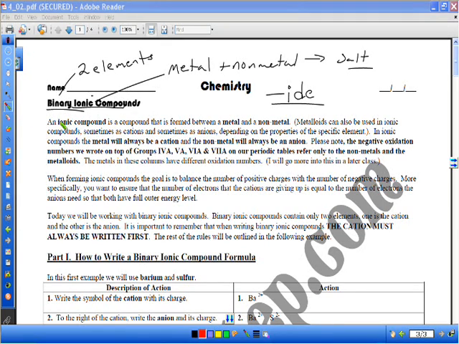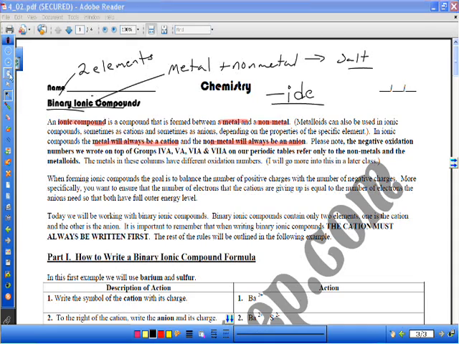So let's read through here real fast. Again, ionic compounds are between a metal and a non-metal. In an ionic compound, the metal will always be the cation, and the non-metal will always be the anion. So we've already learned where the metals are, where the non-metals are, which ones are cations, what the charges of the metals are, and what the charges of the anions are.